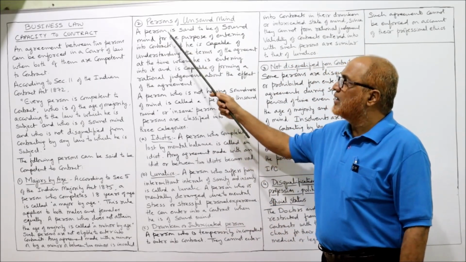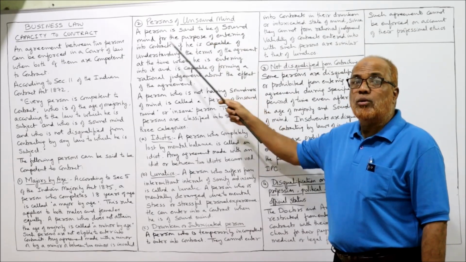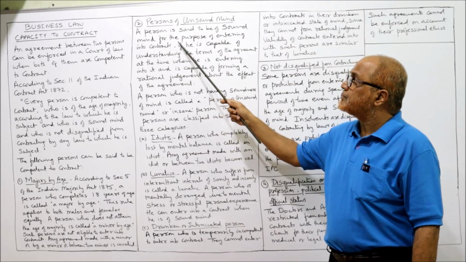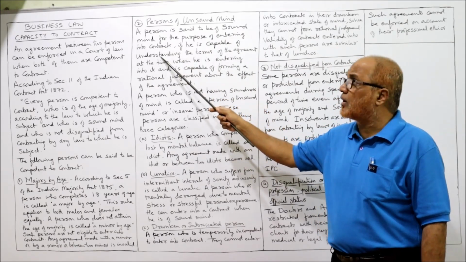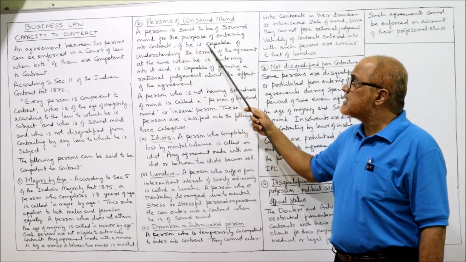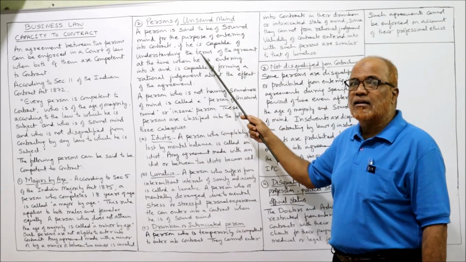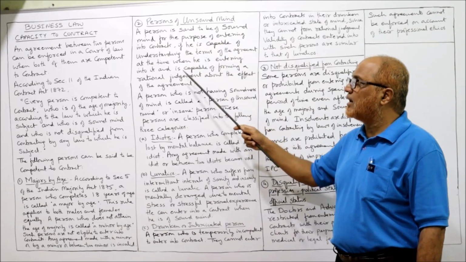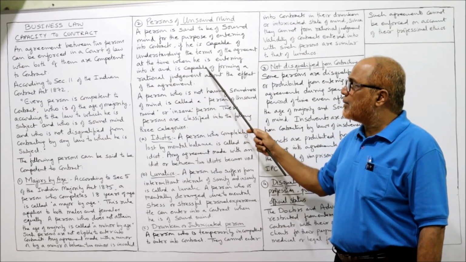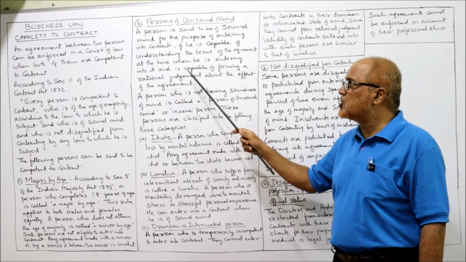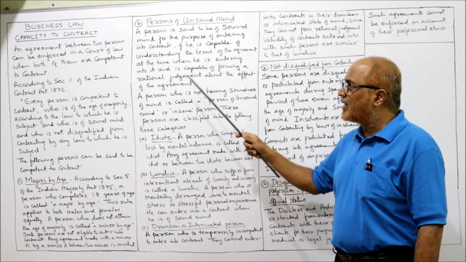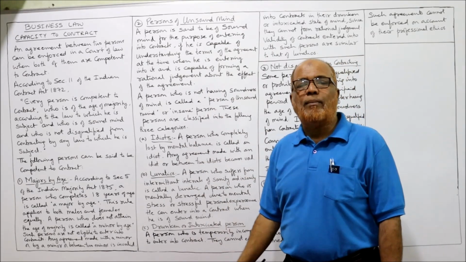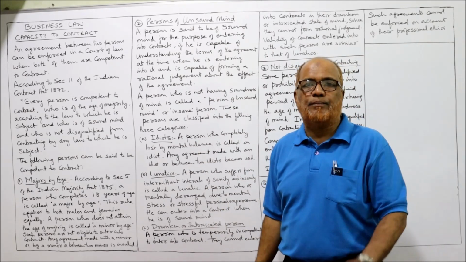So here what I have given: a person is said to be of sound mind for the purpose of entering into contract if he is capable of understanding the terms of the agreement at the time when he is entering into it, and is capable of forming a rational judgment about the effect of the agreement. This paragraph I have explained to you about who is a sound person.